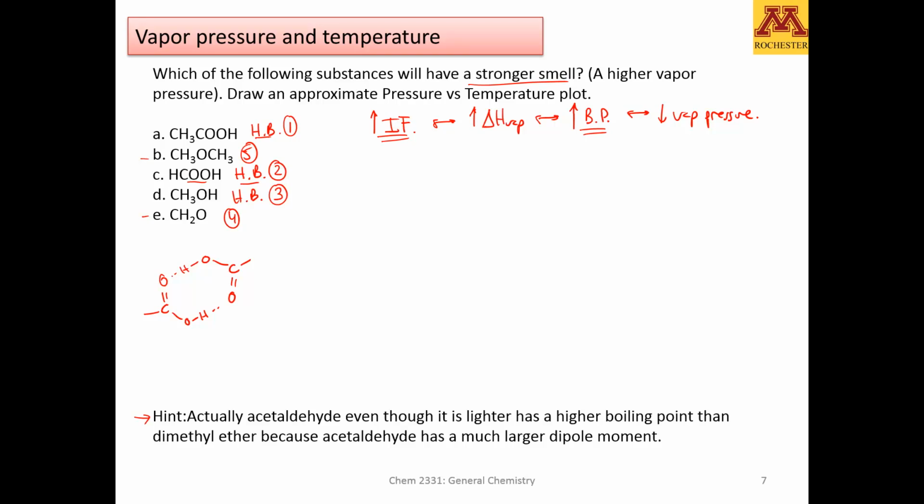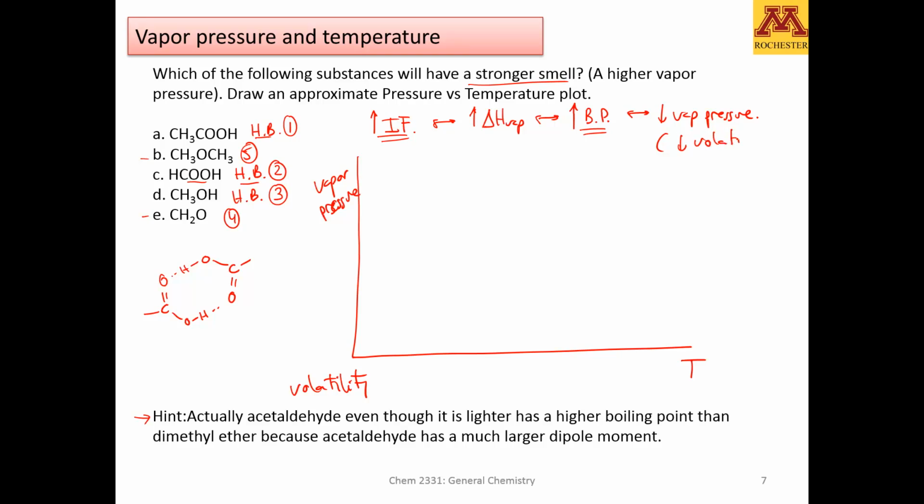Alright, so now that we know the ranking of intermolecular forces, what kind of curves would we see when we have vapor pressure versus temperature? Well, if we choose the most volatile, and volatility is the capacity for a liquid to become gas. So if we were to put it in this graph, the lower the volatility, the lower the smell, of course.